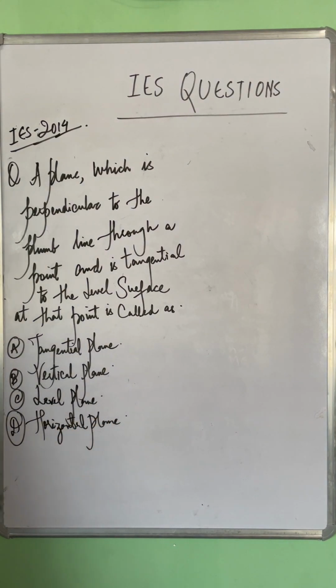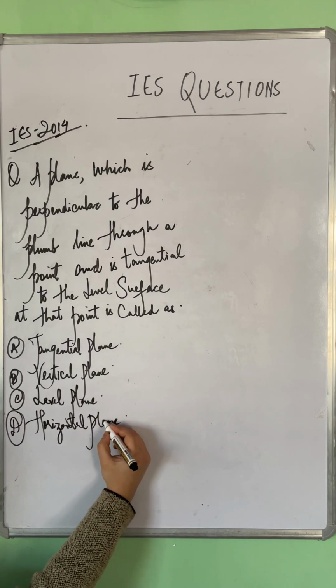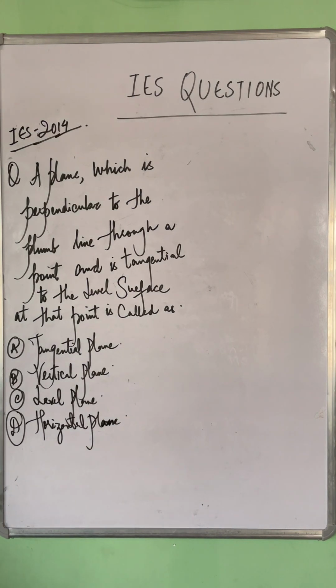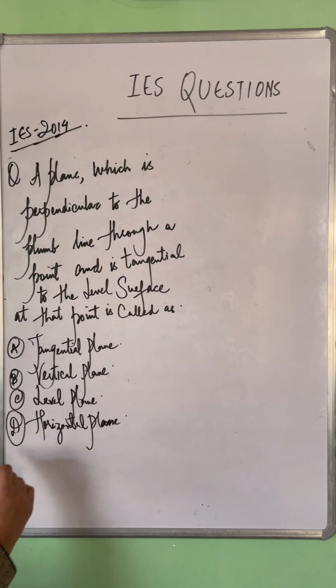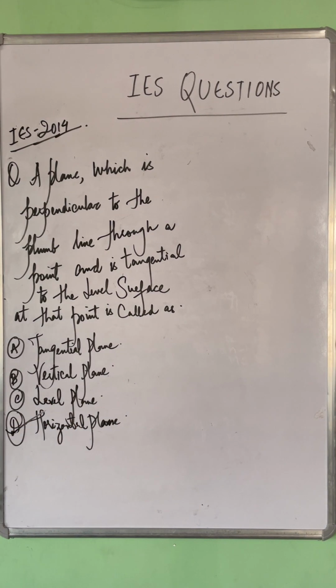All right, so this was a question as asked in IES 2014, and the question is, a plane which is perpendicular to the plumb line through a point and is tangential to the level surface at that point is called as tangential plane, vertical plane, level plane, or the horizontal plane. The answer is horizontal plane, right? Because the horizontal plane is normal to the direction of gravity, and direction of gravity is indicated by a freely suspended plumb bob at that point, right? So the answer is horizontal plane. All right, moving on.